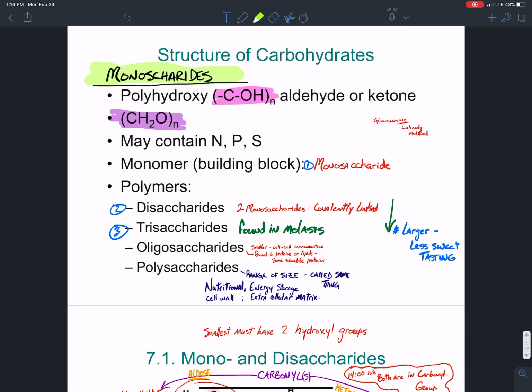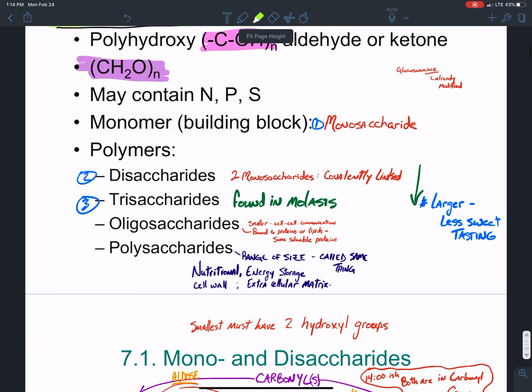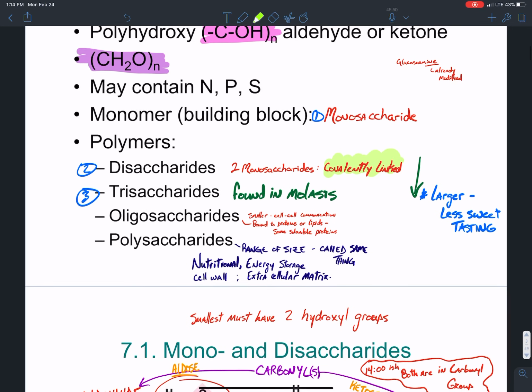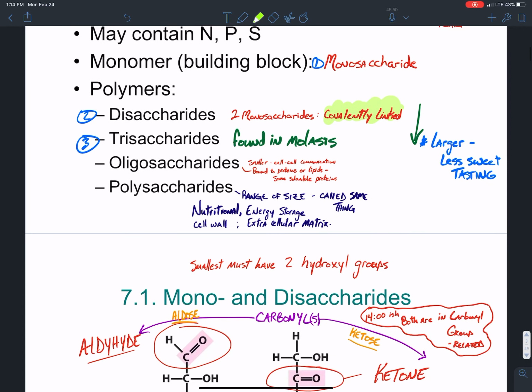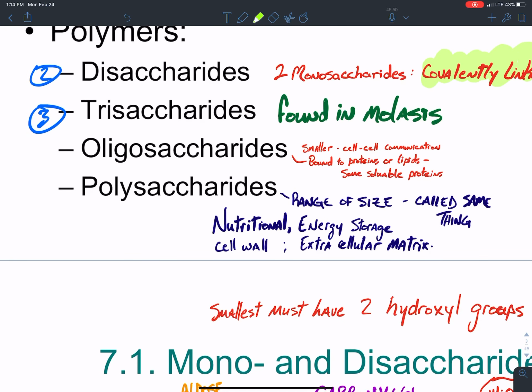And then we have polymers where we have disaccharides. It's two molecules that are covalently linked. This may be important. And then we have trisaccharides, which are like found in molasses. And we find out that the larger the molecule, the less sweet tasting it is. Okay, so oligosaccharides are smaller.